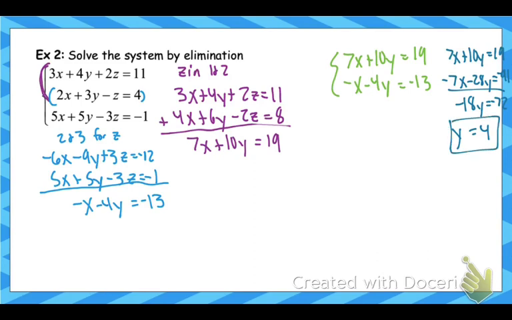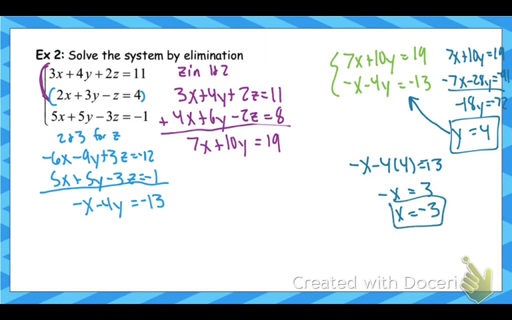Once you know what one of those variables is, you can go ahead and plug it in. Now I'm going to plug it in to one of those equations because that's going to be much easier because, again, I only have two variables there. So I'll go ahead and plug it into the bottom equation. So negative 13, so I get that negative x is equal to 3. So x is equal to negative 3.